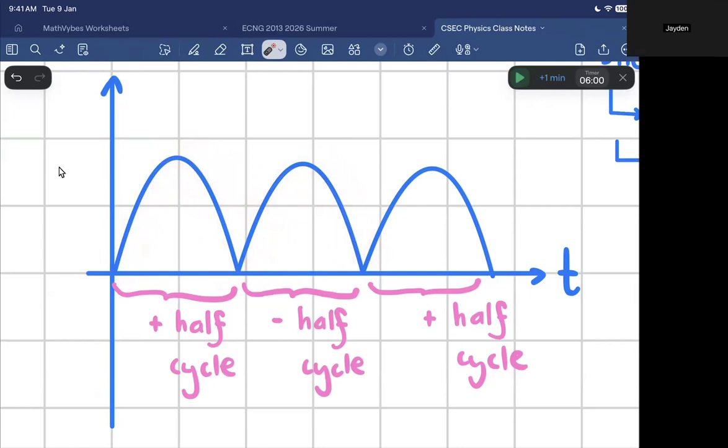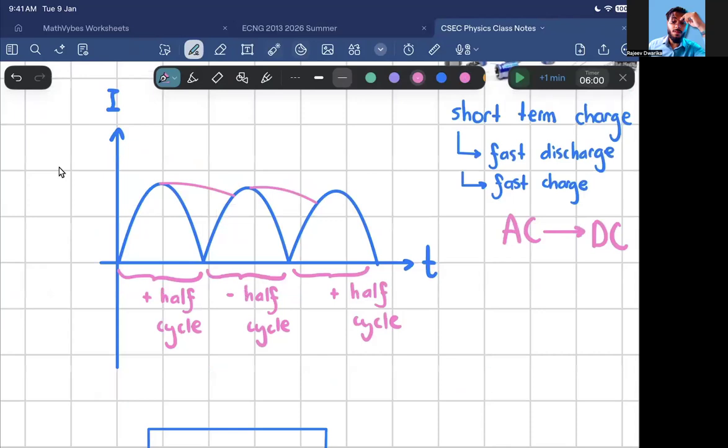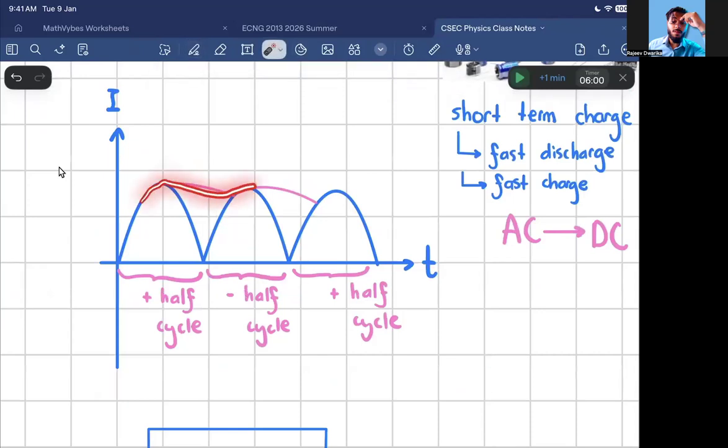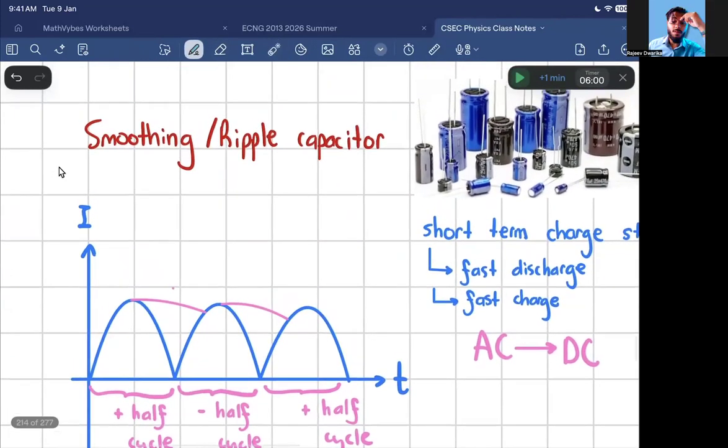So with the capacitor, you're going to end up looking like this. What looks better, that or the other one? Watch. You're going to end up with something that looks like this. Doesn't this look more or less like a line, like an actual DC? And these things over here are the smoothing, or ripple, capacitors in effect.